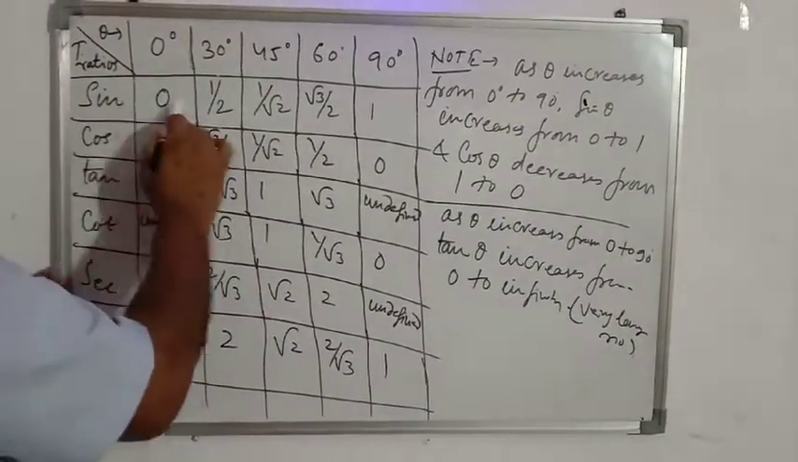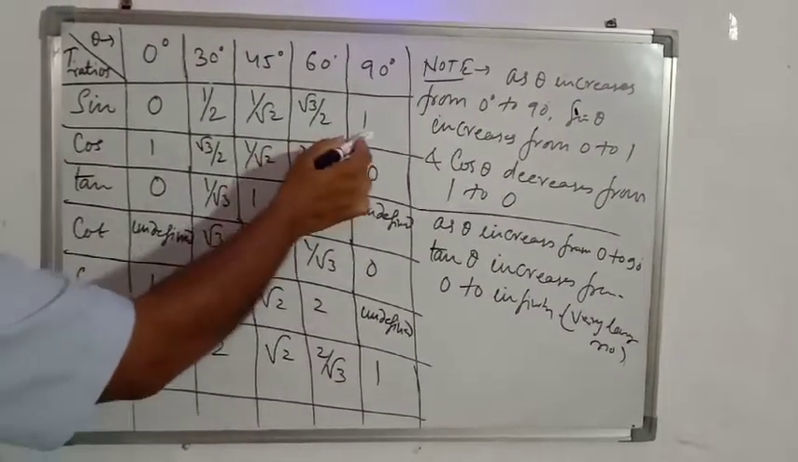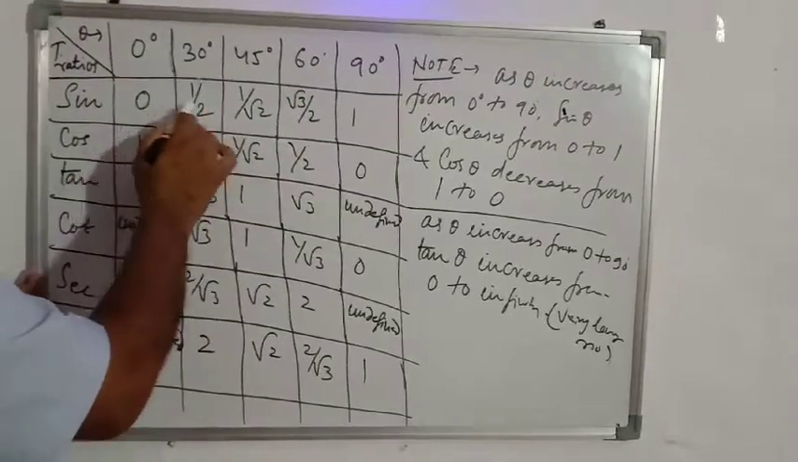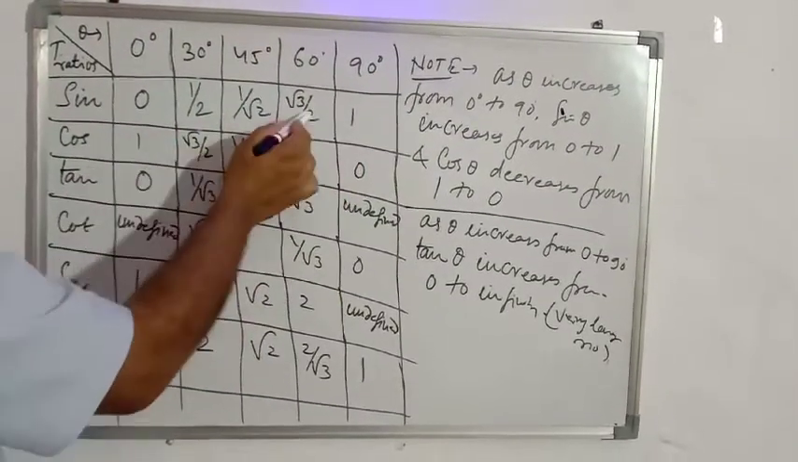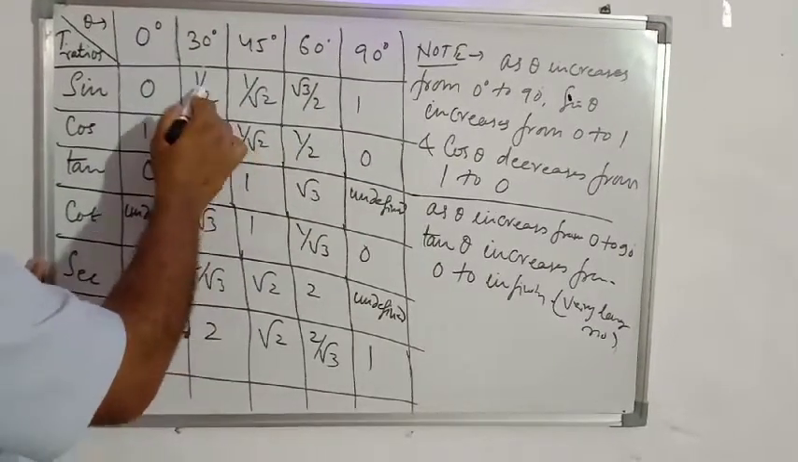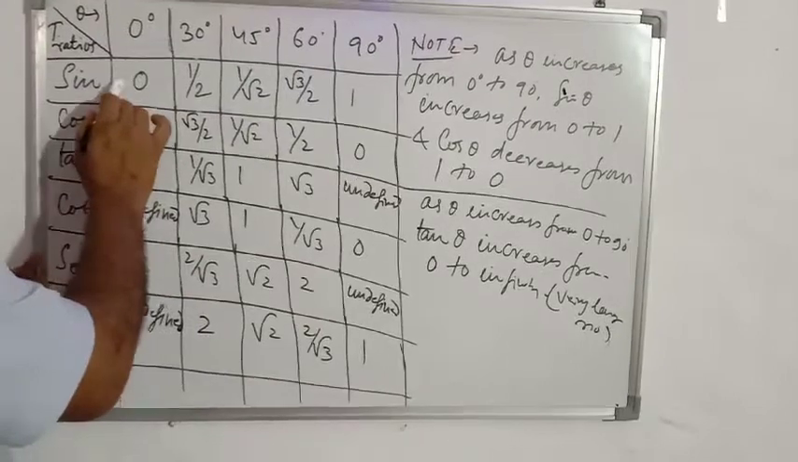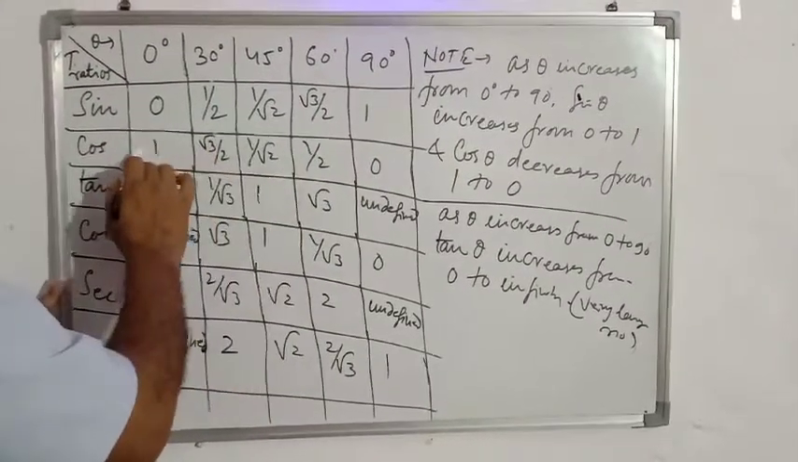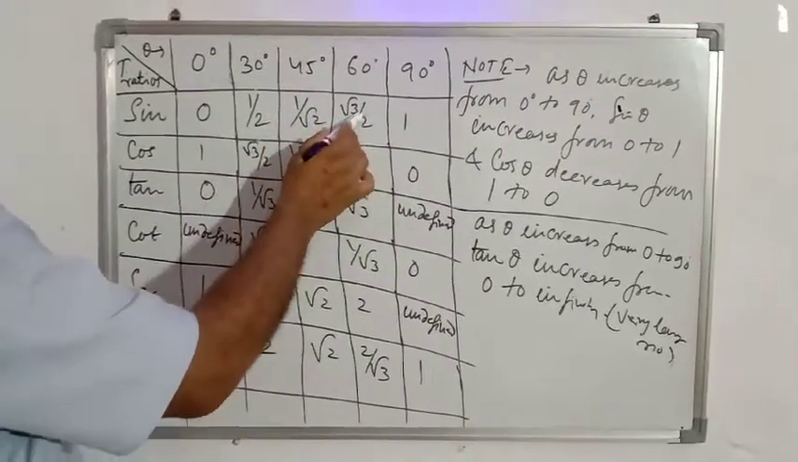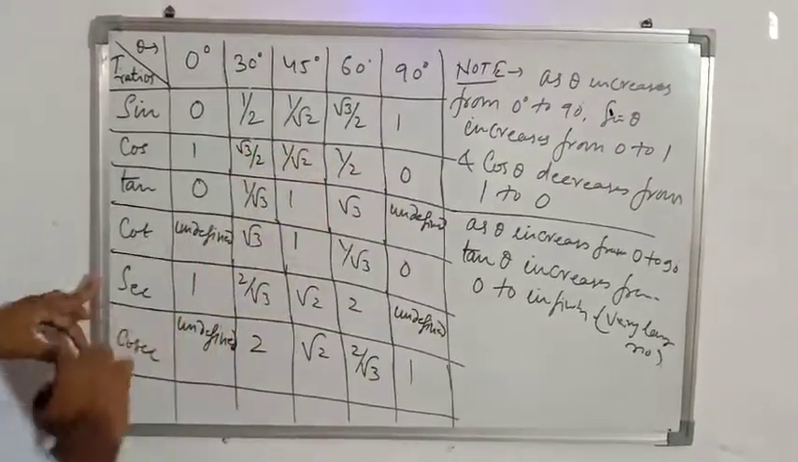After writing the values for sin, when we start writing for cos, we will write in the reverse order. Sin values are 0, 1 by 2, 1 by root 2, root 3 by 2, 1. So cos starts from 1: 1, root 3 by 2, 1 by root 2, 1 by 2 and then 0. Firstly write the values of sin, then for cos write in the reverse order: 1, root 3 by 2, 1 by root 2, 1 by 2 and last 0.